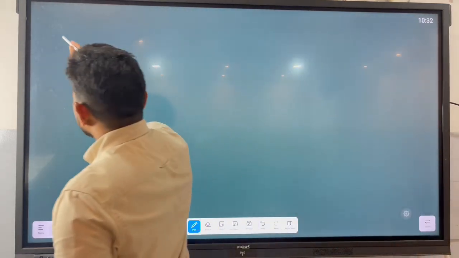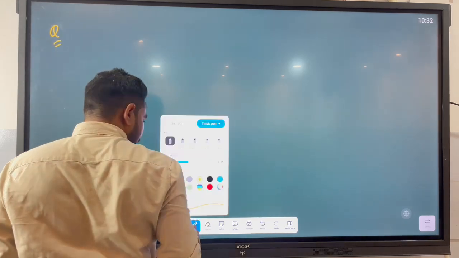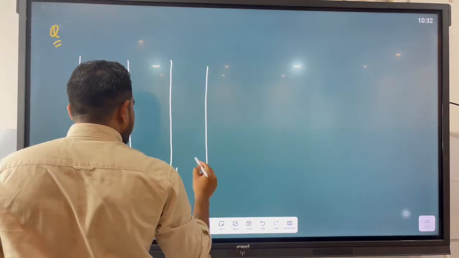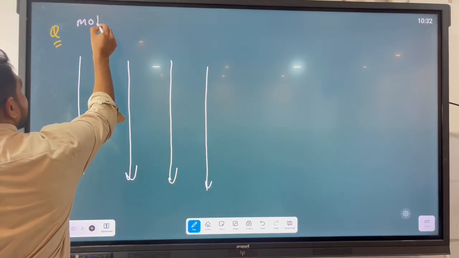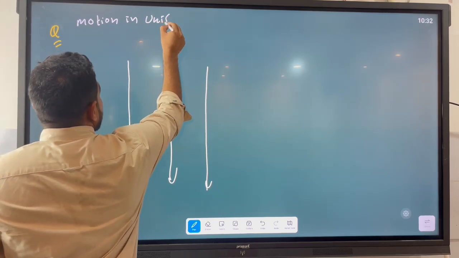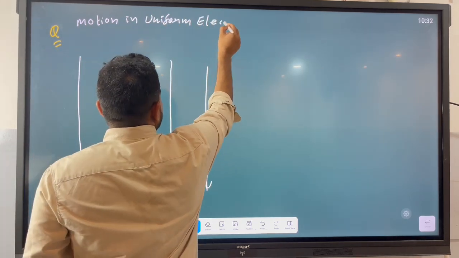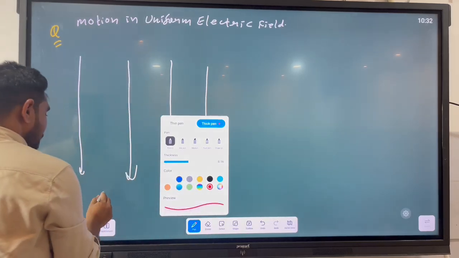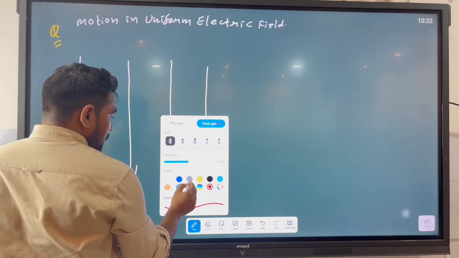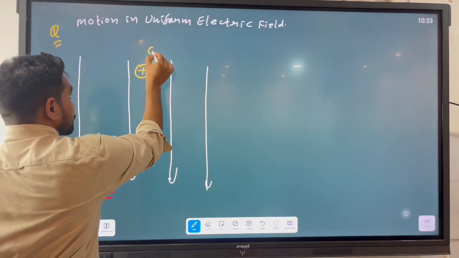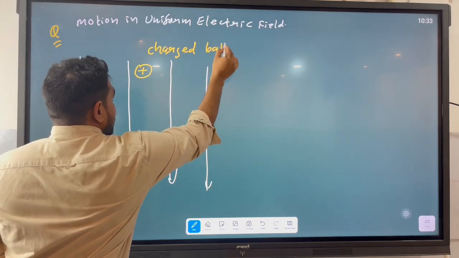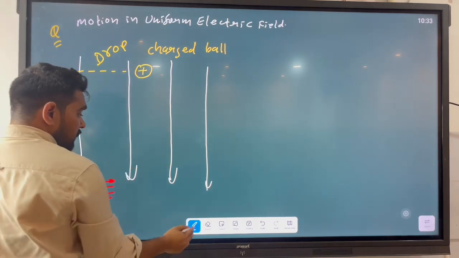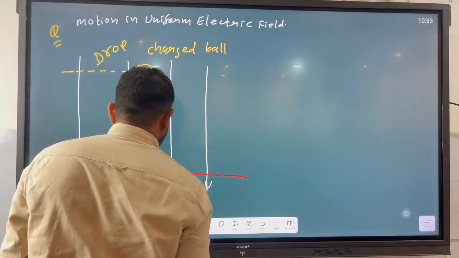For the next question, a very fundamental numerical. Suppose that this is an electric field, motion in a uniform electric field, right. Suppose that this is a uniform electric field, electric field vector E, right, and a positively charged ball is dropped from this point, and this is the ground point.